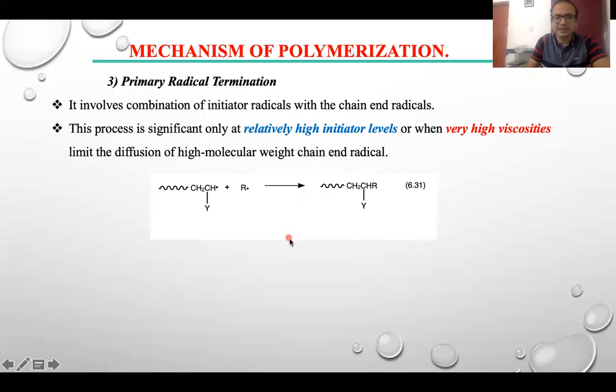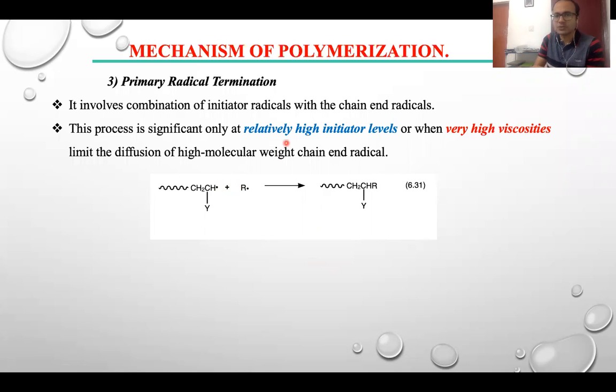Hello everyone. So let us continue our discussion. In the previous class, I talked about the end of the termination process. There are two processes majorly: one is combination and another is disproportionation. There is a third type also, but it's very rare.